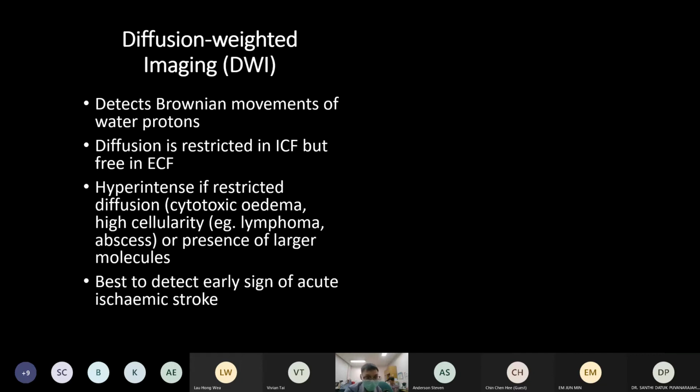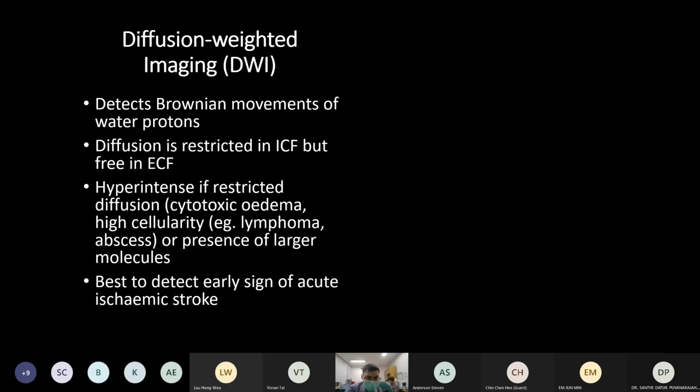So as the cell swells, as you can see, if you measure that particular cell that is swollen, you can see all the diffusion is restricted, which means under the DWI sequence, this particular region is going to appear bright because all the diffusion inside is restricted as compared to the outside.